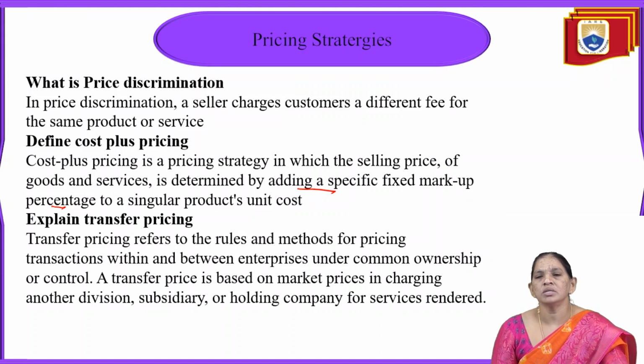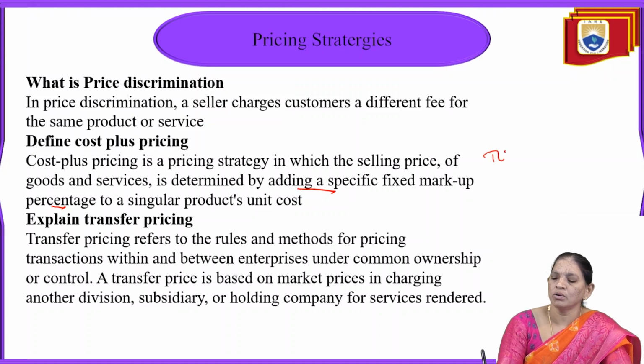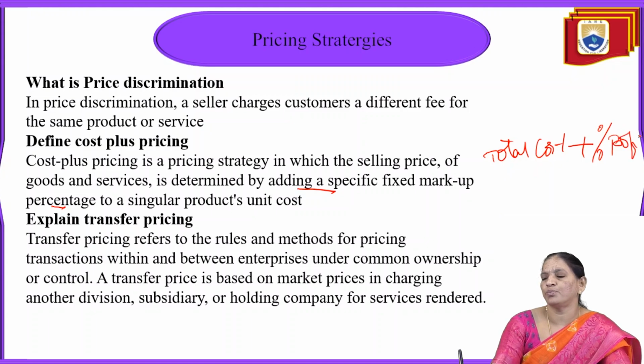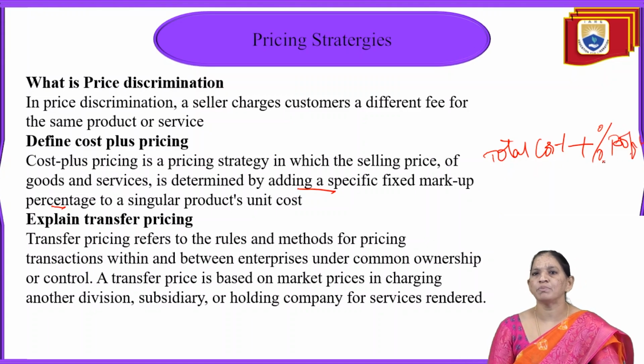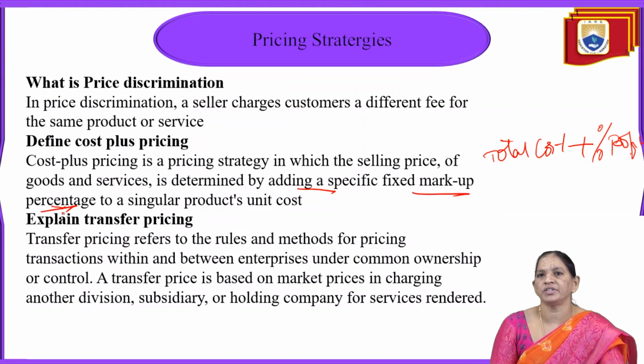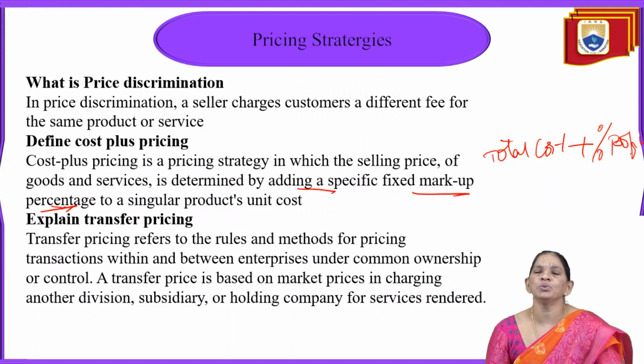Cost plus pricing is nothing but first we add the total cost of the product. With this total cost, the company adds some percentage of profit, which we call the fixed markup percentage, and introduces that price in the market. That is, total cost plus some percentage of profit. We call it cost plus pricing.